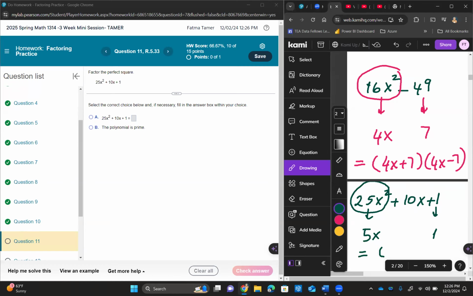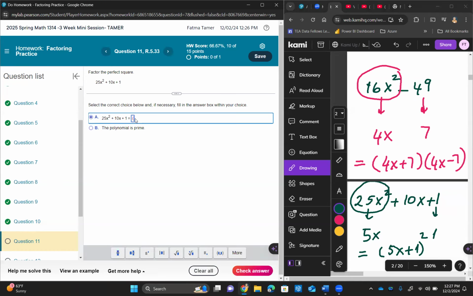So the factors will be 5x, I need a plus sign, 1 to the second power. So this is how we factor the perfect square trinomials. So we will tell them that I apply the formula for perfect square trinomials, and the answer I'm looking for here is 5x plus 1 to the second power.